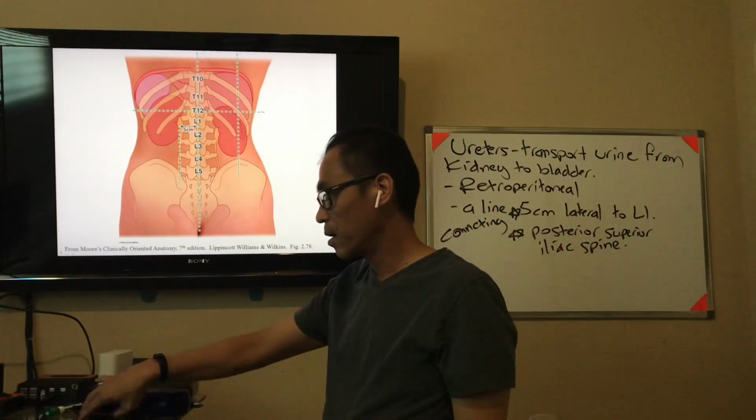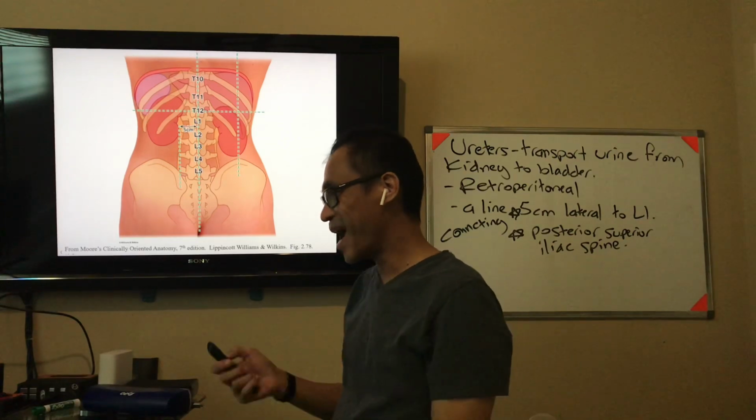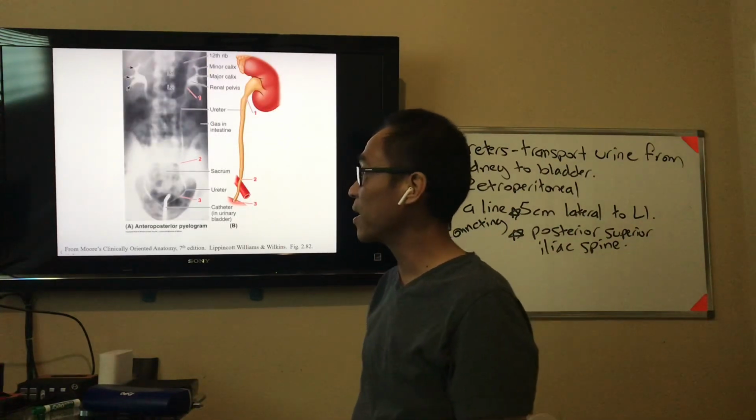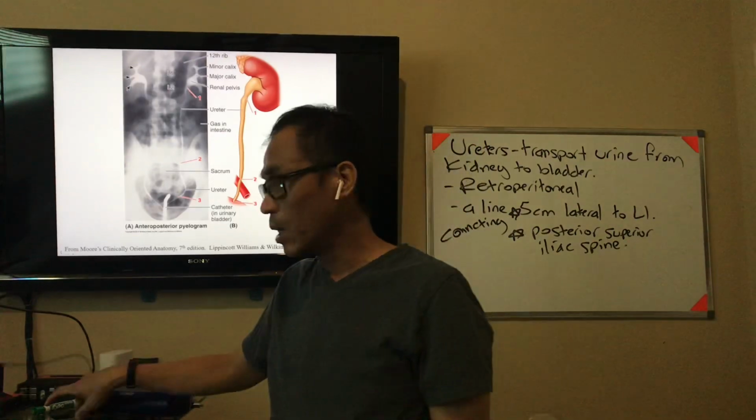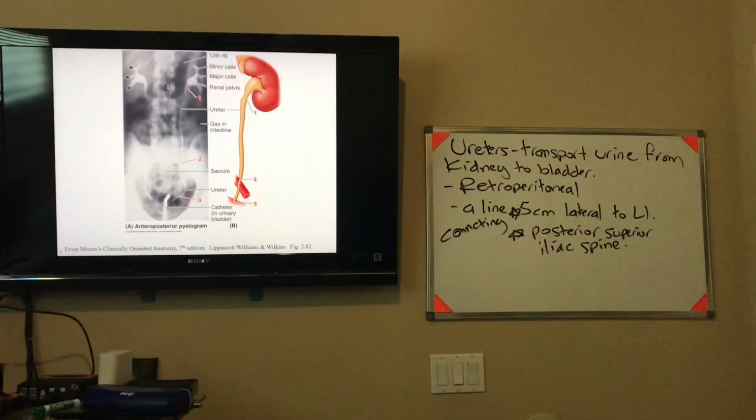If you want to get an imaging view of it, you can insert some contrast dye and get an image done, and you can kind of see this picture here. What we see in this muscular tube from this picture is there are some constrictions of the tube that are normal. So I'll show you those.